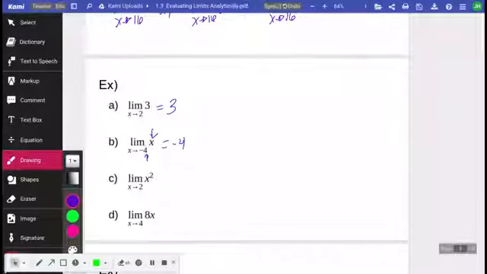All right. And then if I do the limit as x approaches 2 of x squared, I am just going to, again, plug in 2. And I will get 2 squared, which is 4.